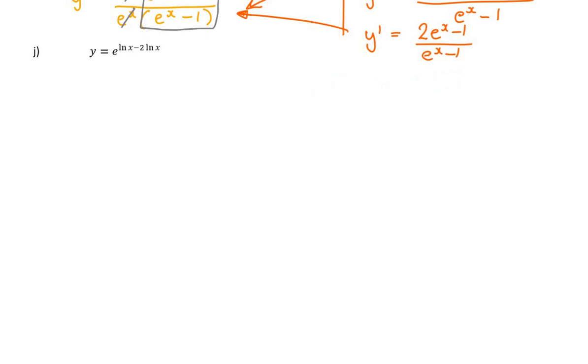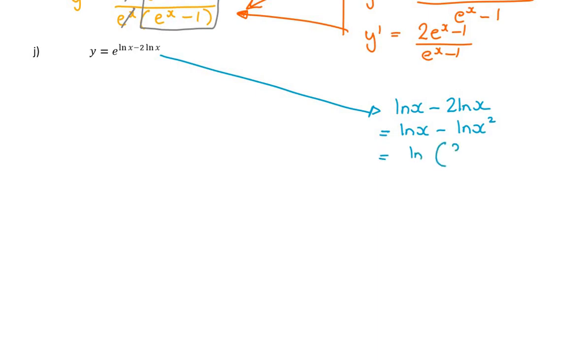There's no log laws that I can use here, or is there? Is there a log law that I can use here? I just started thinking, if I look at ln x minus 2 ln x, could I not write that as ln x minus ln x squared? And could I not then write that as the quotient? Could I combine that to a quotient, which would then be ln of 1 over x? So this is entirely possible, and so that is a way to do it. I'm going to see if there's another way to do it as well, but this is entirely possible.